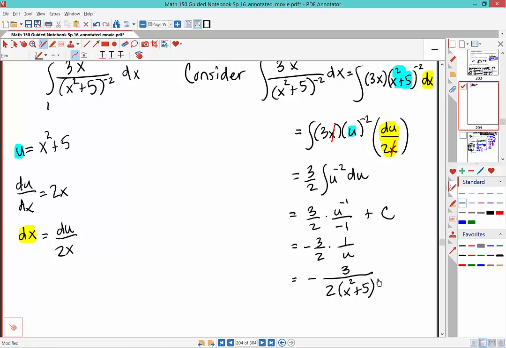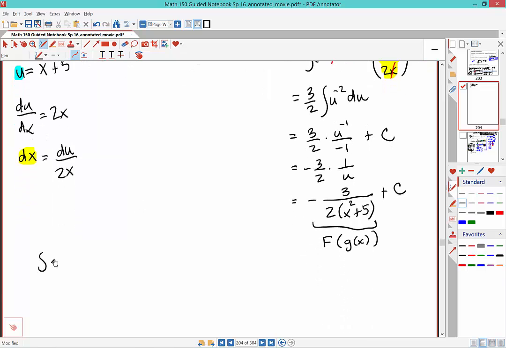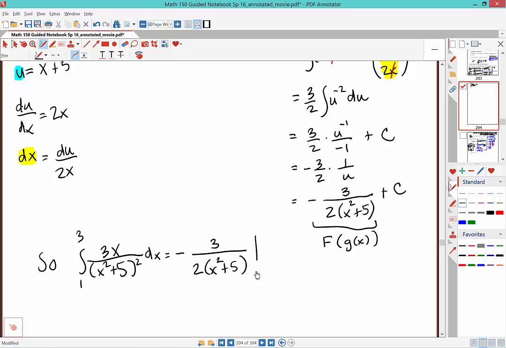And that's just to the 1 plus c. Well, this right here is your capital F at g of x, okay? So what we would do now is say, therefore the integral from 1 to 3 of 3x over x squared plus 5 squared with respect to x is equal to negative 3 over 2 times x squared plus 5 evaluated from x is 1 to x is 3, because you did all that work from over here, right?